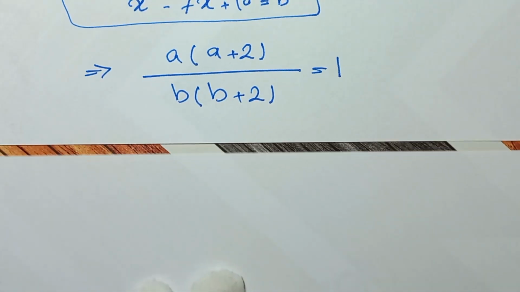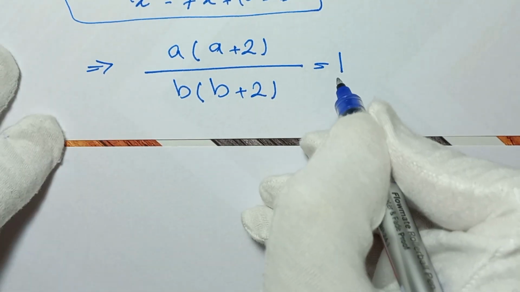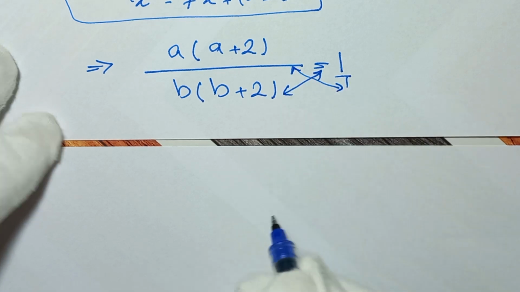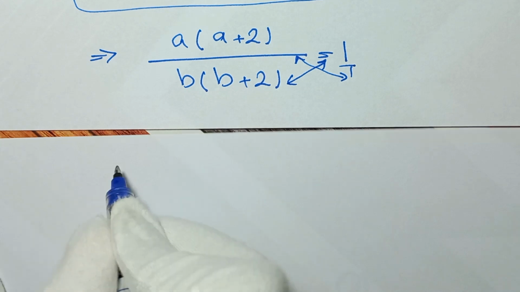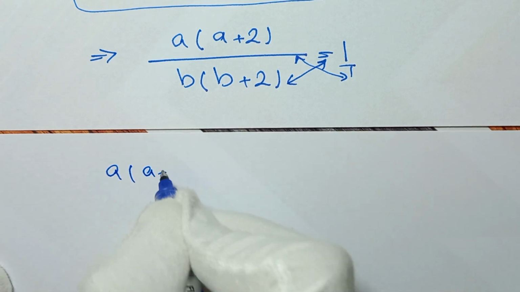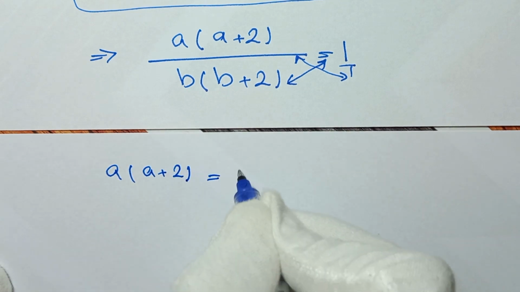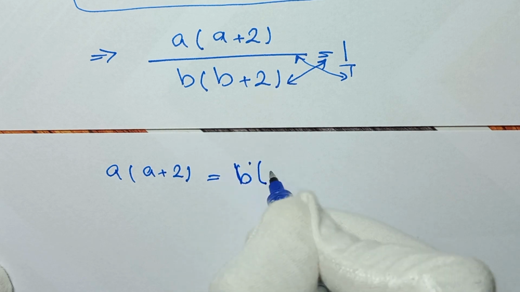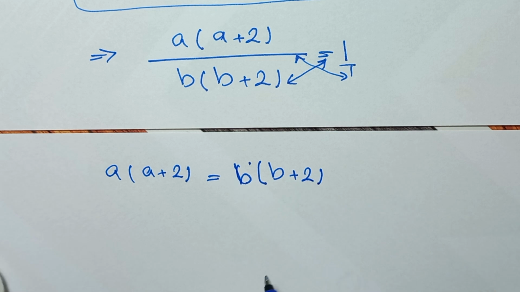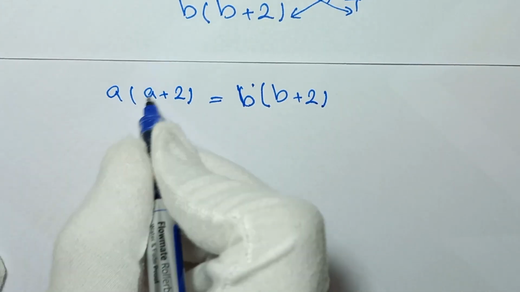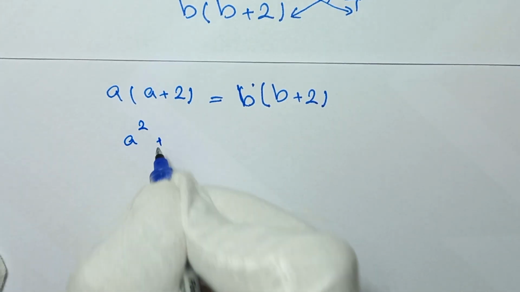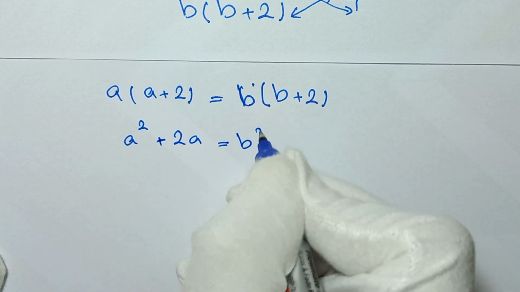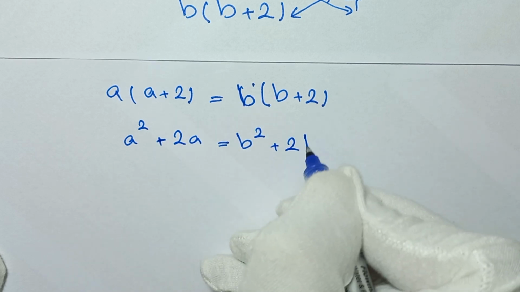And in here, 1 is 1 over 1, and we use cross multiplication, this times this and this times this. So it will be 1 times this, a times a plus 2, is equal to 1 times this, b times b plus 2. So it will be a times a is a squared plus 2a, is equal to b times b is b squared, and b times 2 is 2b.